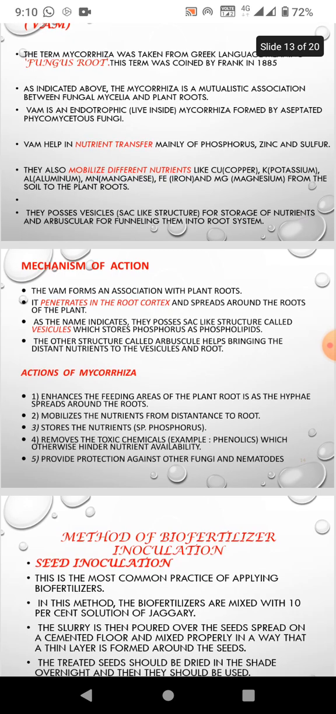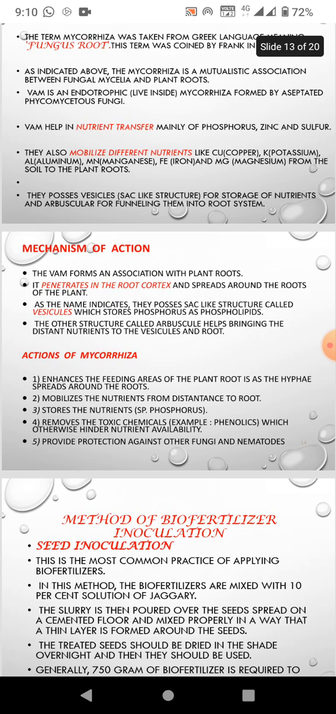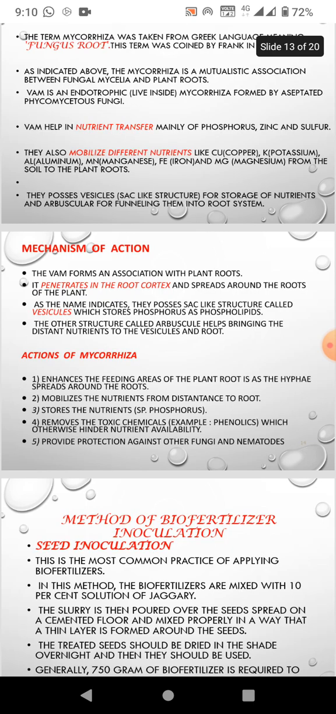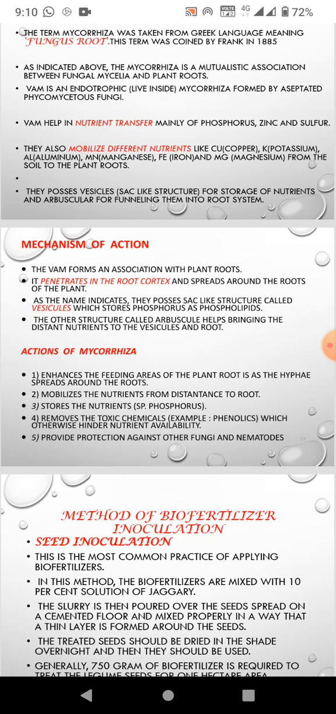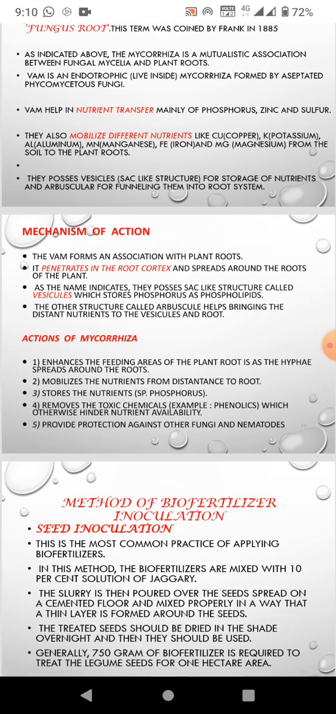And then the mechanism of action. The VAM forms an association with plant roots. It penetrates the root cortex and spreads around the roots of the plant. As the name indicates, they possess sac-like structures called vesicles which store phosphorus as phospholipids. The other structure, called arbuscules, helps in bringing the distant nutrients to the vesicles and root.